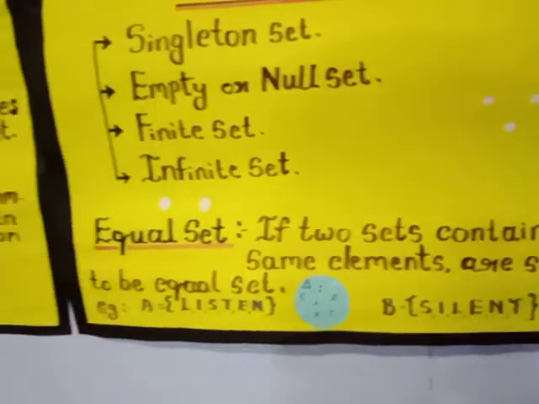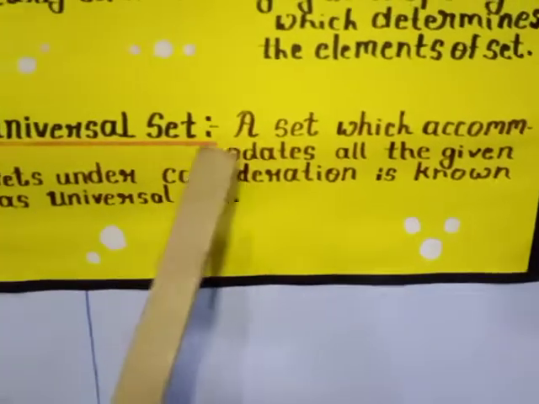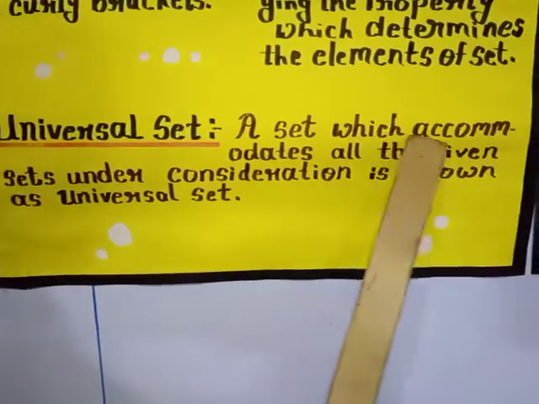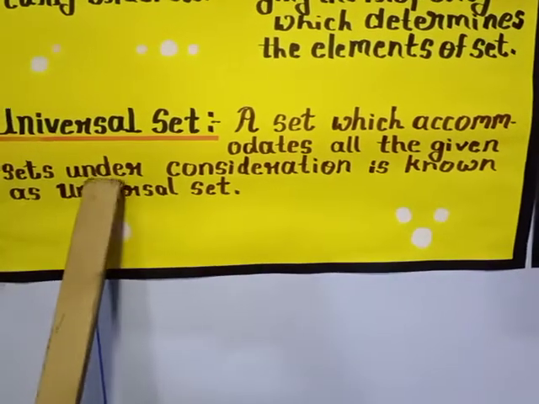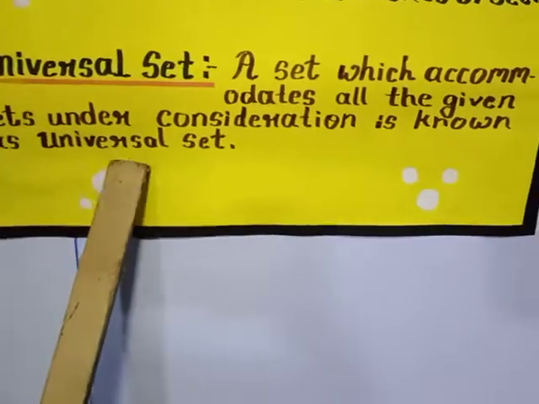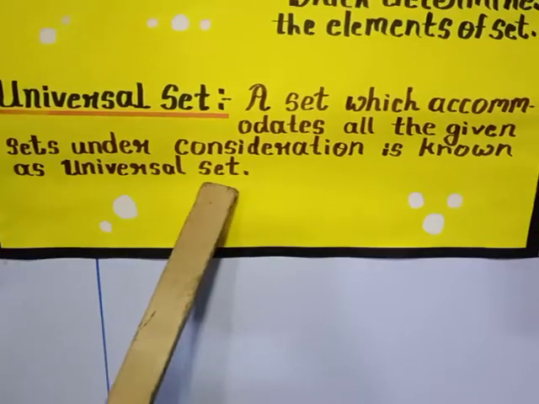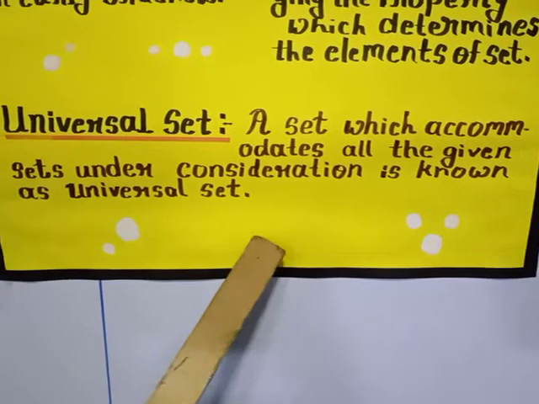After that, we learned the universal set. What is a universal set? A set which accommodates all the given sets under consideration is known as a universal set. It means we have one universal set in which all the given sets are included.